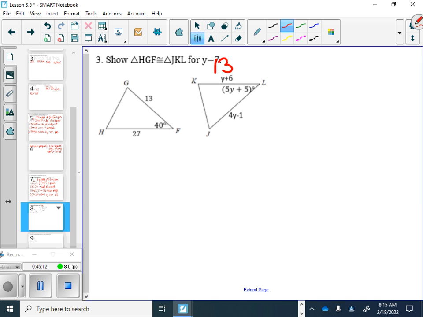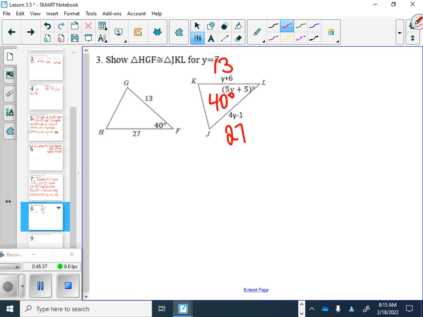5 times 7 is what? 35 plus 5? 40. So this angle is 40 degrees. And then 4 times 7? 28 minus 1? 27. Everything matches. That's what was supposed to happen.